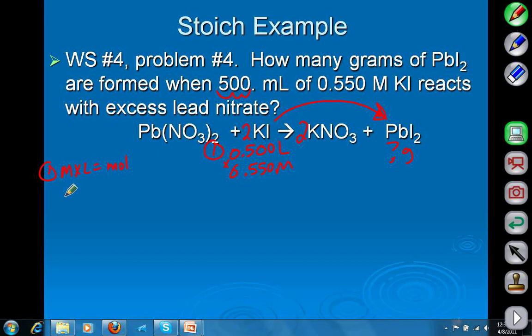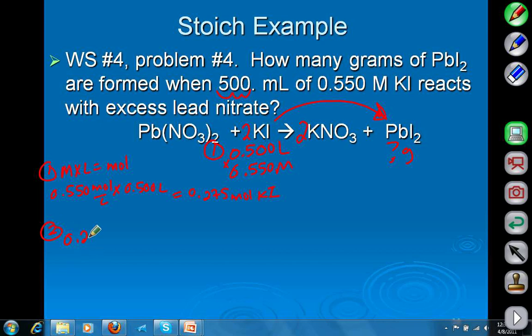So let's do it. The first step is molarity times liters to give us moles. So we're going to go 0.550 moles per liter times 0.500 liters. And that's going to get us 0.275 moles of KI.